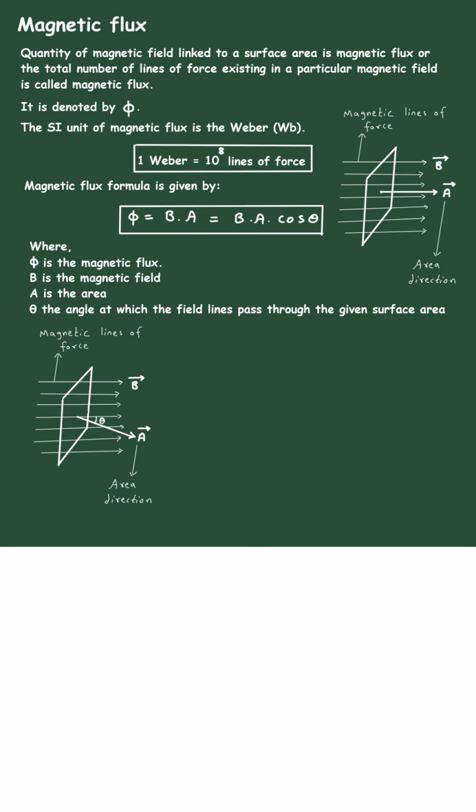The diagrams in the image help visualize this. They show how magnetic field lines interact with a flat surface and how the angle between the field and the area vector influences how many lines pass through.